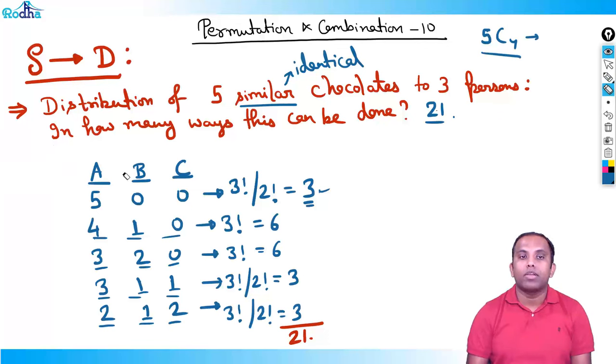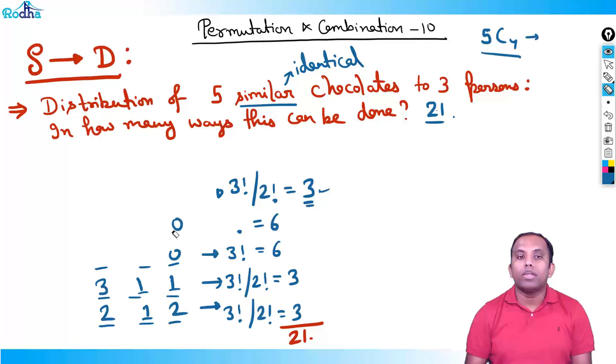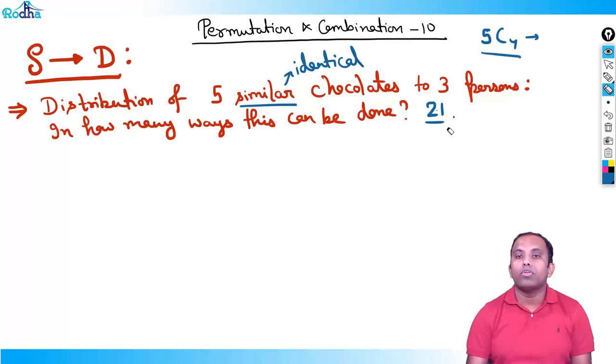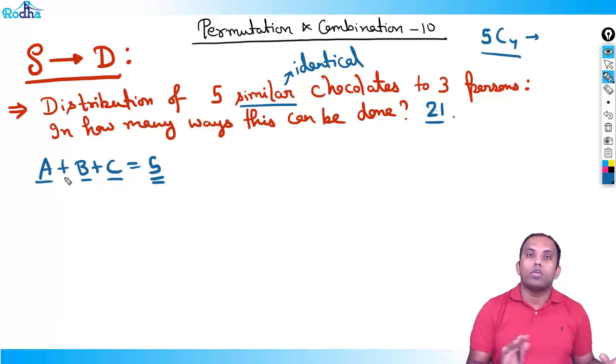Second method, method 2. See, in method 2, since there are 5 similar chocolates here, we can think of an equation, right? Just make an equation. What is the equation I can make here? A plus B plus C is equal to 5. 5 chocolates to 3 persons A, B and C. So A plus B plus C is equal to 5.